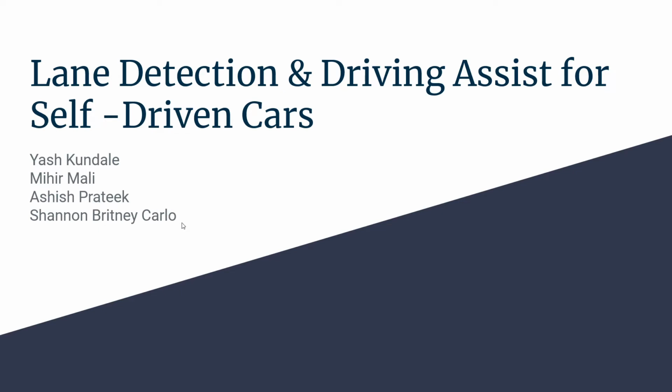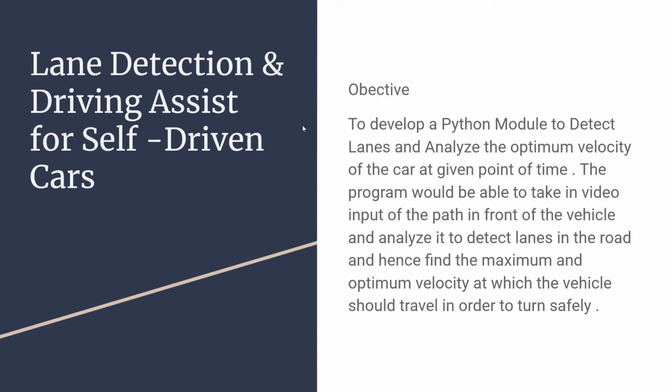The objective of our project was to develop a Python module to detect lanes and analyze the optimum velocity of the car at any given point of time. The program would be able to take in video input of the path in front of the vehicle and analyze it to detect lanes in the road and hence find the maximum velocity and optimum velocity at which the vehicle should travel in order for a safe turn.